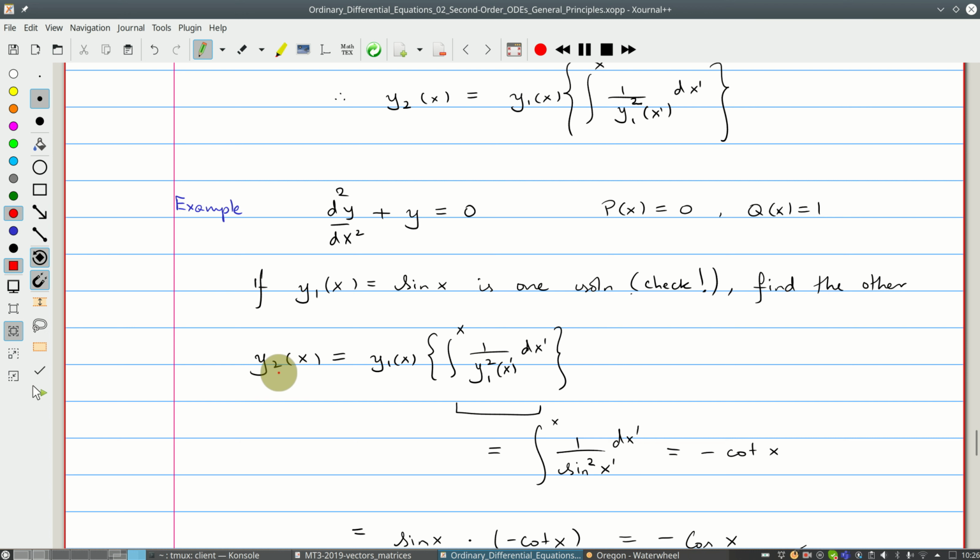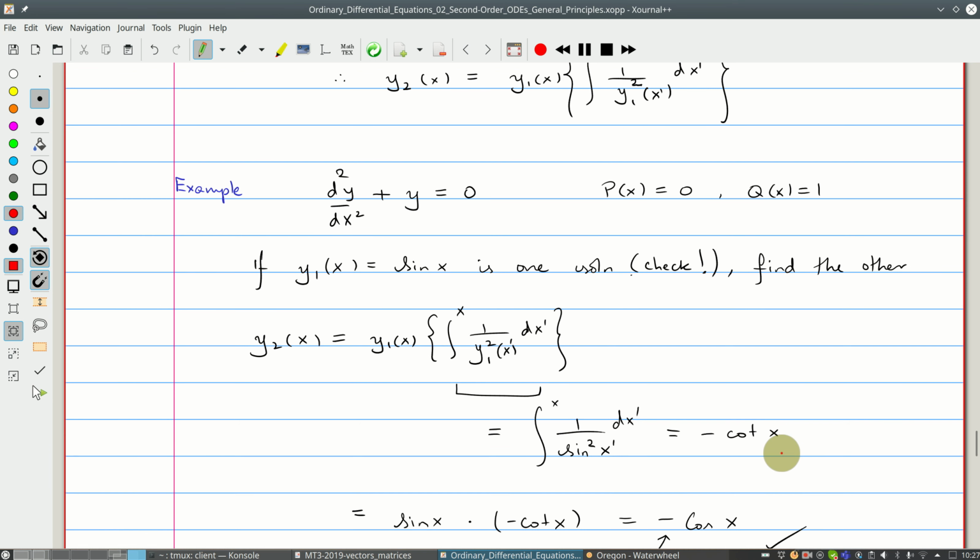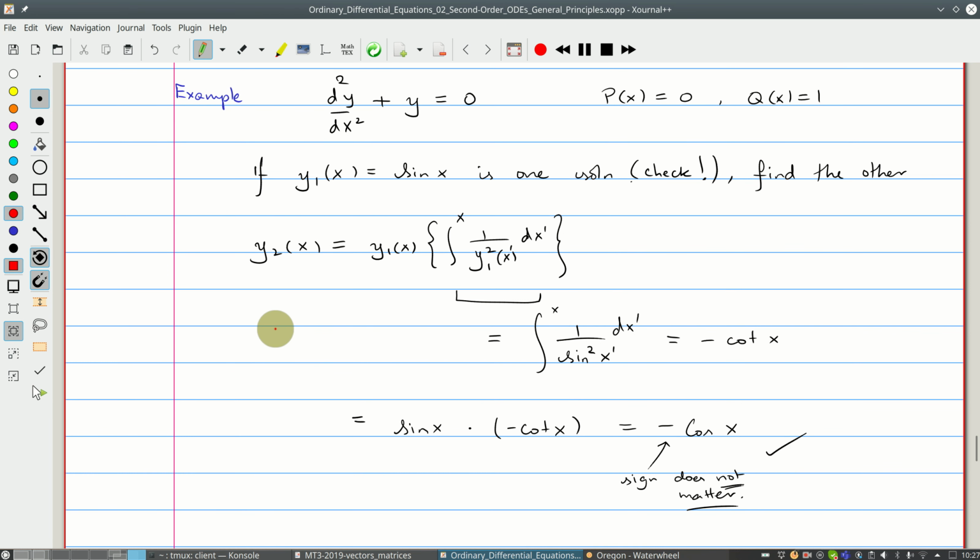So y2, the second solution, we just use this formula. We just plug in sine of x in here. So what we end up with is we need to evaluate this integral. This integral is the integral with an upper limit of x of 1 over sine squared x prime dx prime, and this is simply minus the cotangent of x. So we get the second solution is sine of x times minus the cotangent of x, which is minus the cos of x.